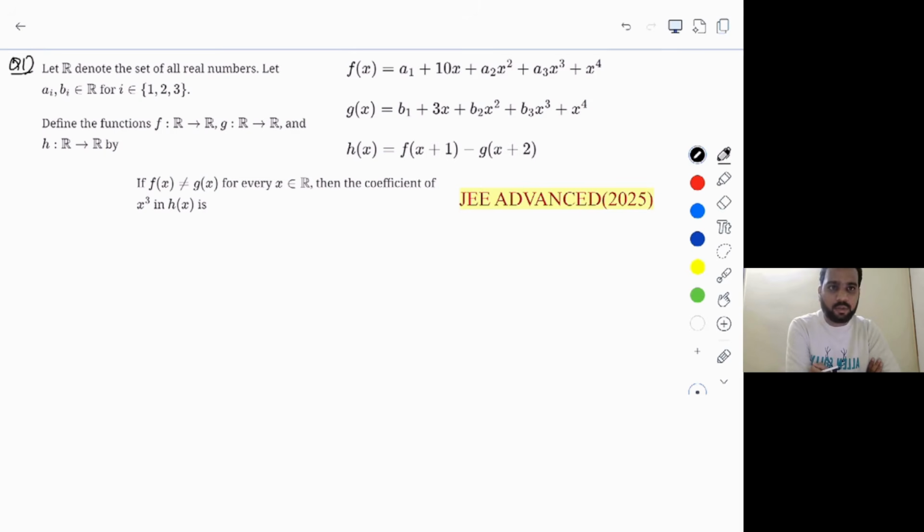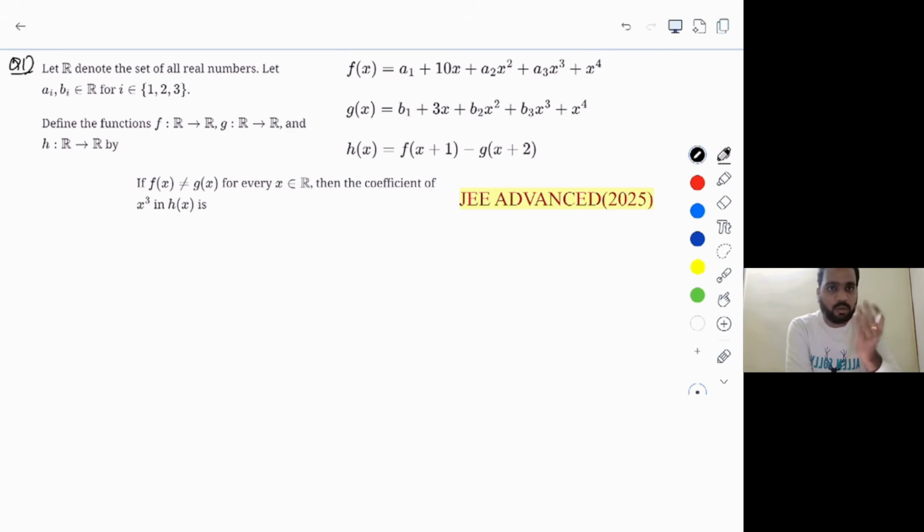So let's take the first question for today. This question was asked in JEE Advanced 2025. Let's look at the question first, right? Let capital R denote the set of real numbers and let a_i, b_i belong to capital R where i belongs to the set {1, 2, 3}. Now there are three functions given, f, g, h, whose domain and codomain are both capital R, the real numbers.